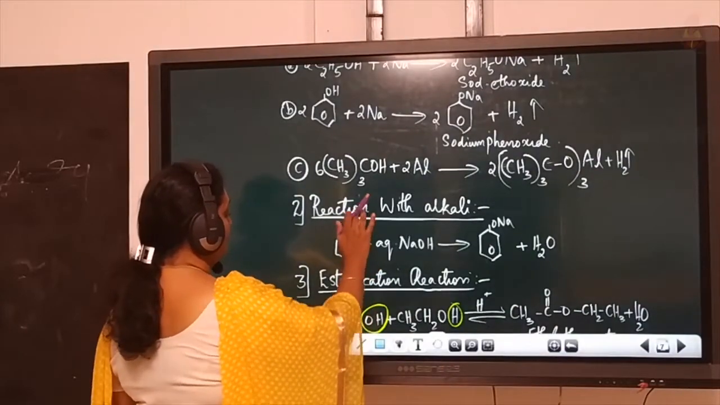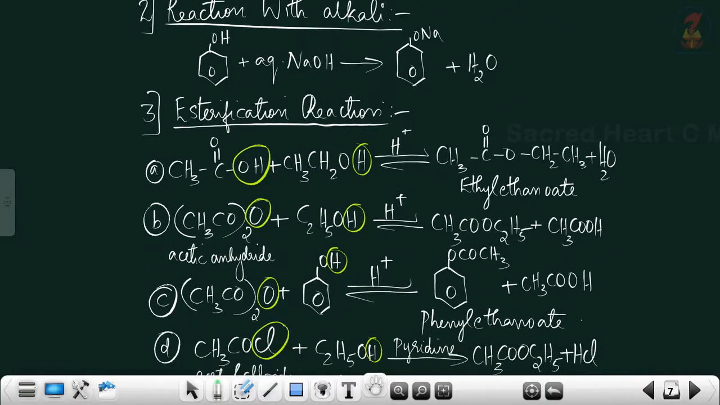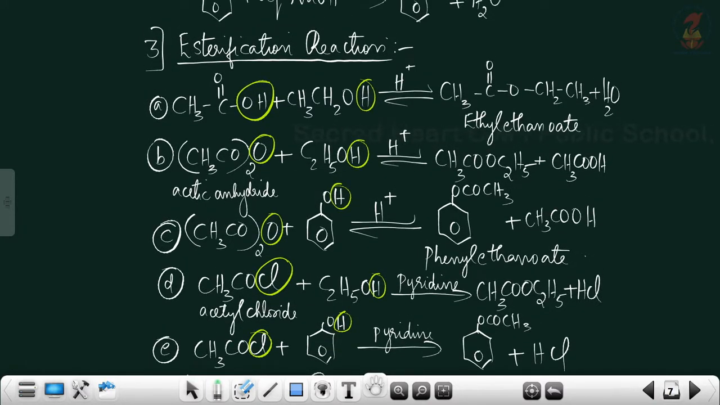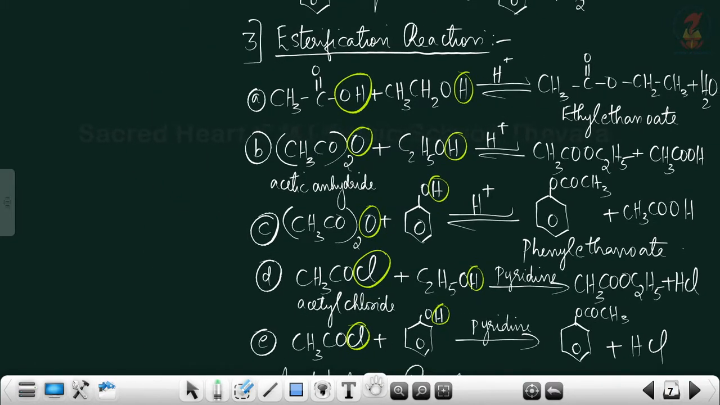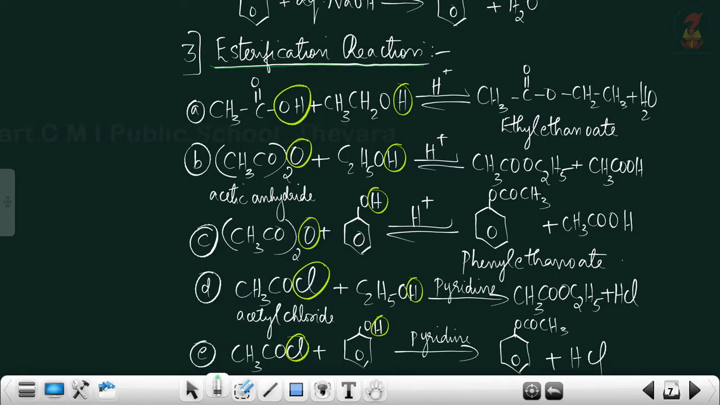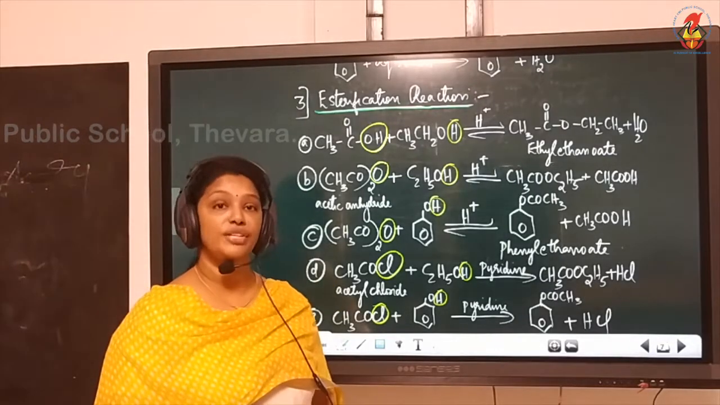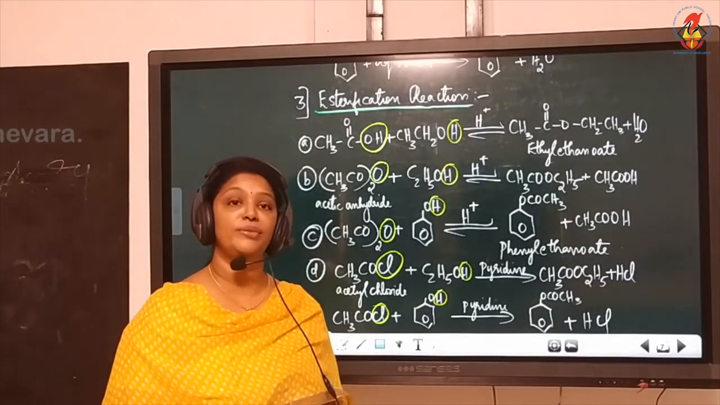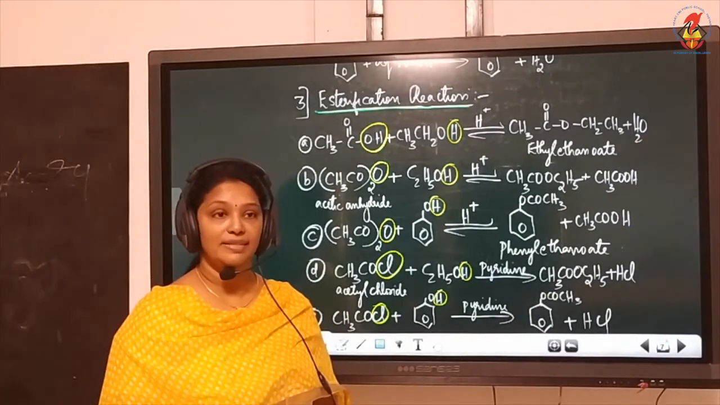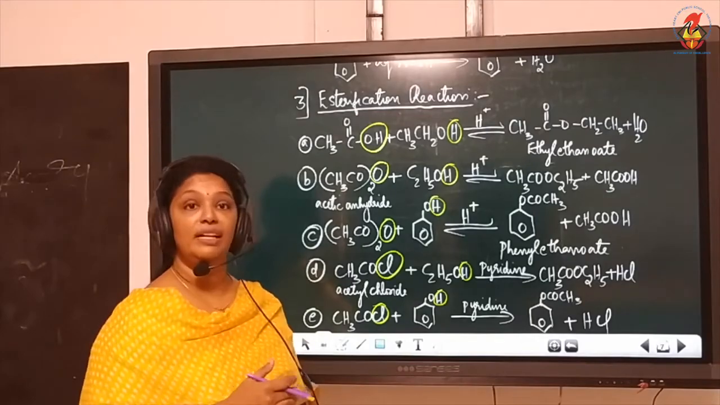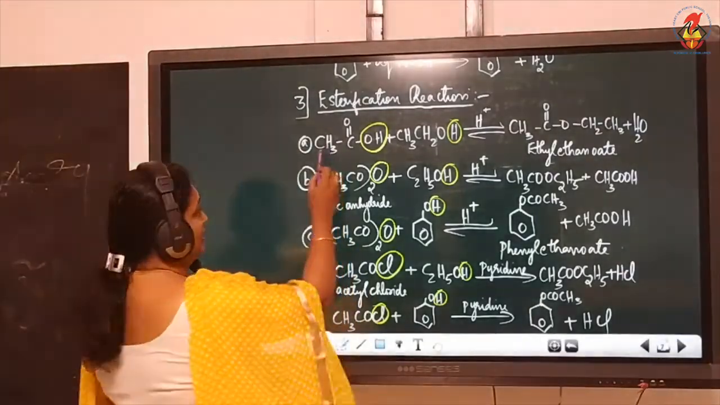Now the next example for the cleavage of the OH bond in alcohol and phenol is the esterification reaction. Esterification reaction. We know how an ester is formed. Carboxylic acid plus alcohol. In the presence of concentrated sulfuric acid, we get an ester by removal of a water molecule. That is the reaction that we have learned in lower classes. So that is our first example.